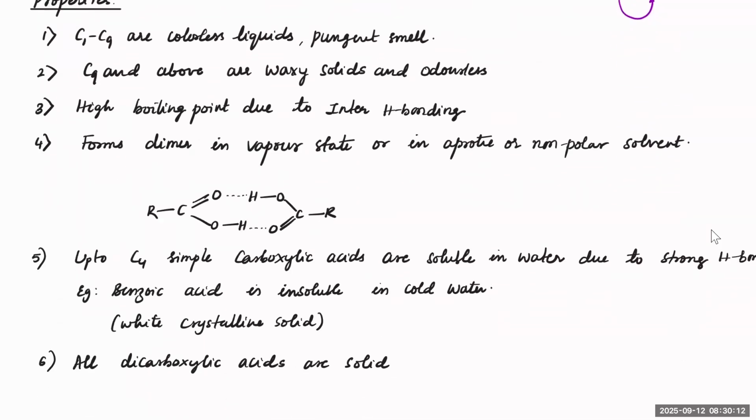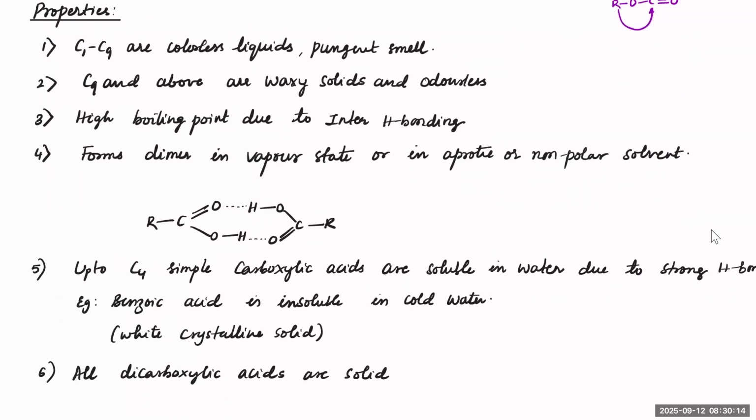What are the general properties of acids? You see, C1 to C9 are colorless liquids. They are pungent smelling. C9 and above, they are waxy solids and odorless. Carboxylic acids generally have a higher melting point and boiling point due to the strong hydrogen bonding they possess. Intermolecular hydrogen bonding is observed.